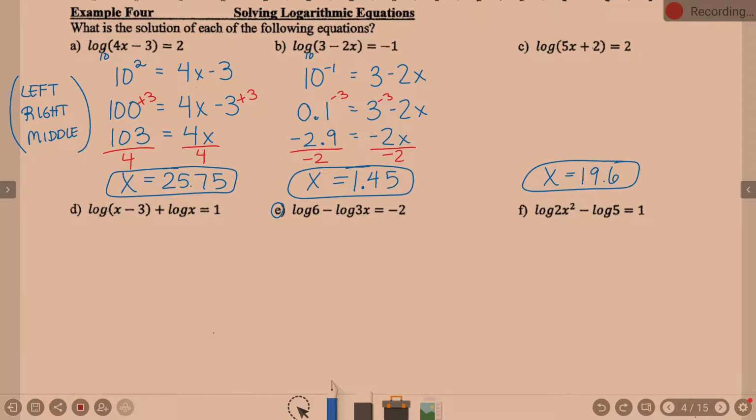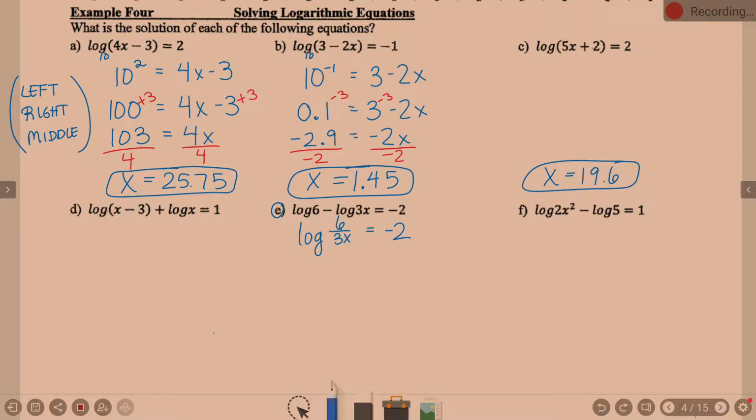So if I'm looking at E here, log of 6 minus log of 3x. Two logs being subtracted can be rewritten as one log where the insides are divided. This is what you guys were practicing last Thursday and Friday. So log of 6 minus log of 3x can be rewritten as log of 6 divided by 3x.